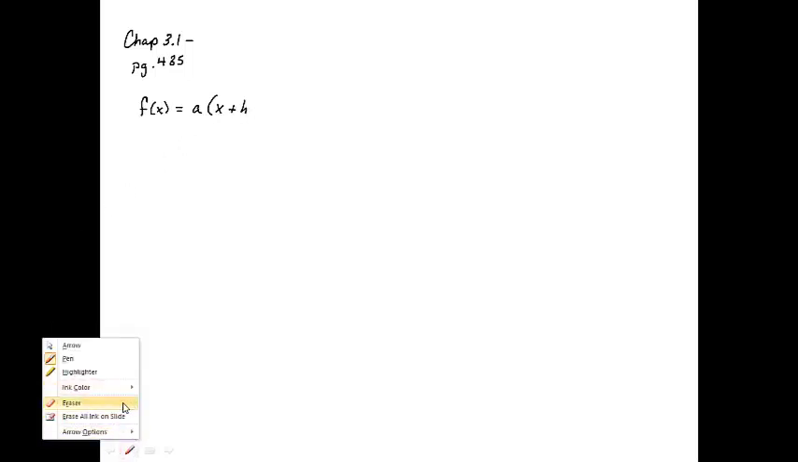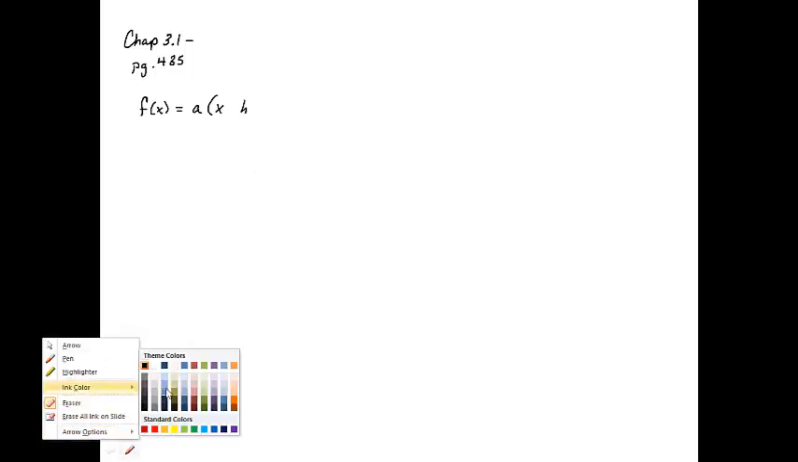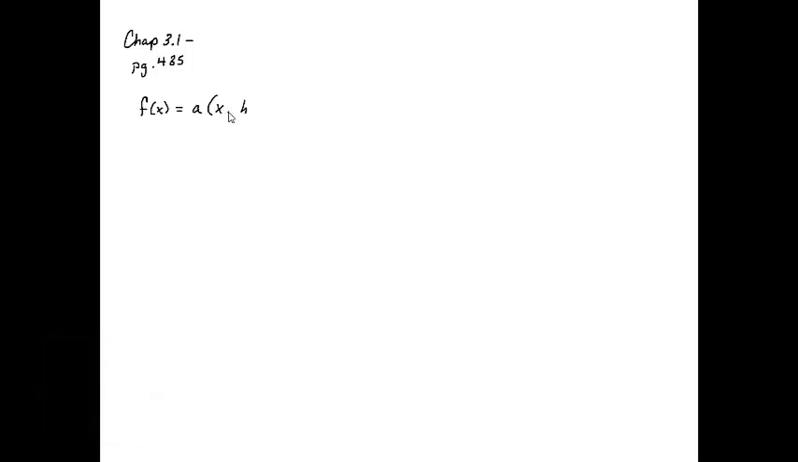So first, let's start off by talking about the different forms of the quadratic. Well, I can have f of x equals a times parentheses x minus h, whole thing squared, plus k.